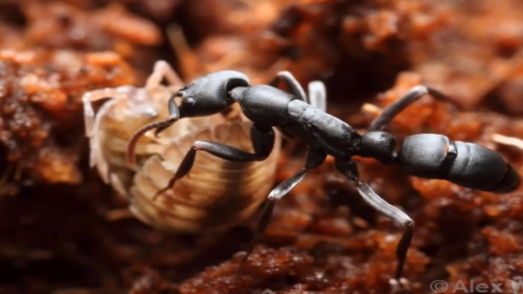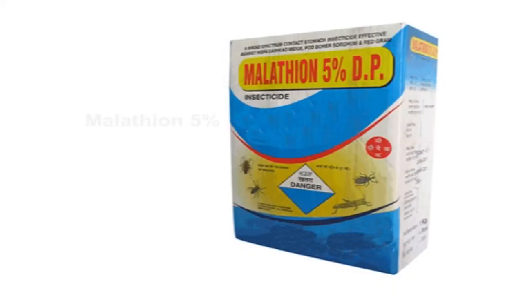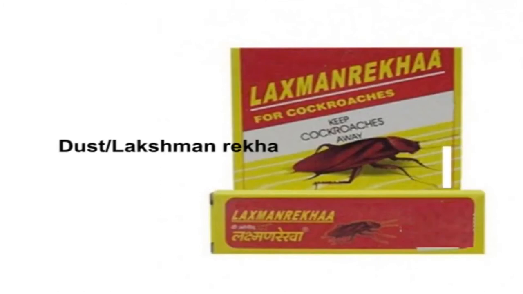To protect the silkworm from predatory ants, apply Malathion 5% dust or ant chalk paste at the base of the mountage stand. Let us learn about the harvesting of cocoon.